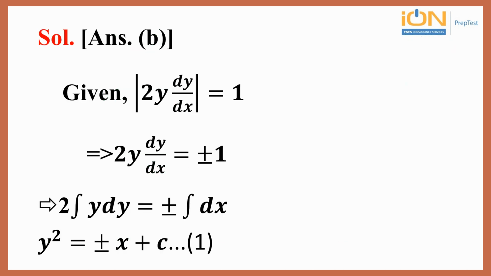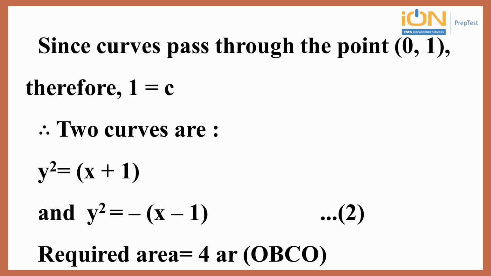The right option is B. Let us see how it comes. We are given that mod of 2y dy by dx is equal to 1. That gives us 2y dy by dx to be plus 1 or minus 1. Now cross multiplying and integrating both sides, it is in the variable separable form. So we have y squared is equal to plus or minus x plus an integration constant c. Now we shall determine this integration constant using the fact that the curves pass through the point (0, 1). So when I substitute x equal to 0 and y equal to 1 in the curve that we got as a solution of the differential equation, we get c equal to 1.